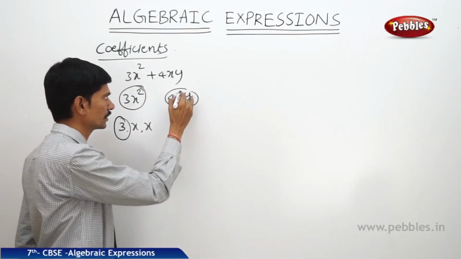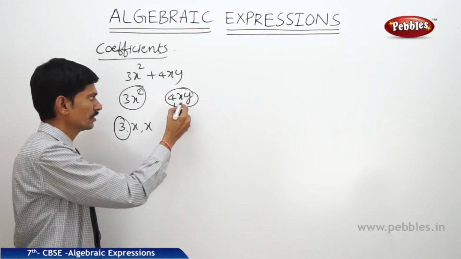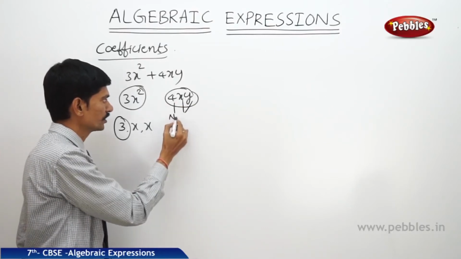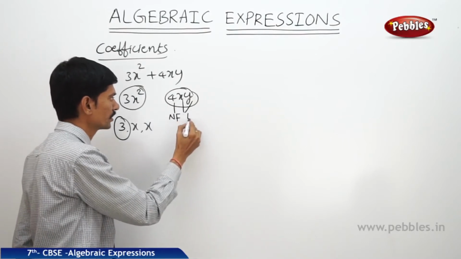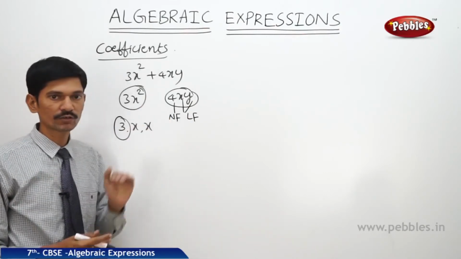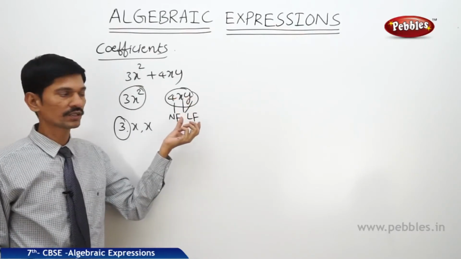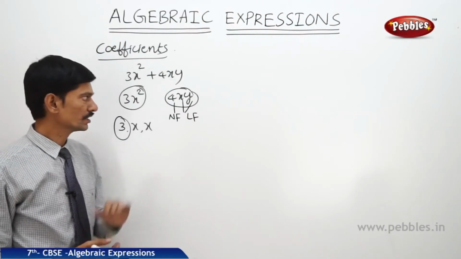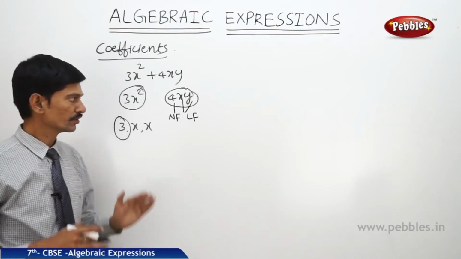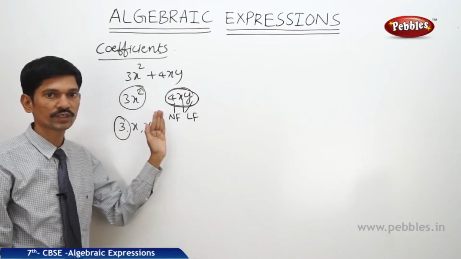And if you consider the second term 4xy, here 4 is the numerical factor and the literal factors are x and y. So the numerical factor 4 is called the numerical coefficient, and the product of the literal factors x and y is called the literal coefficient. And the numerical coefficient is also called simply the coefficient. So what is the coefficient of the term 4xy? That is 4 itself.